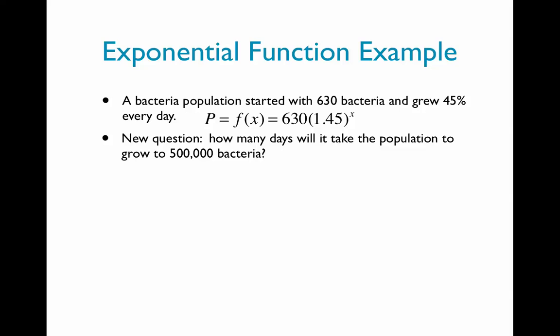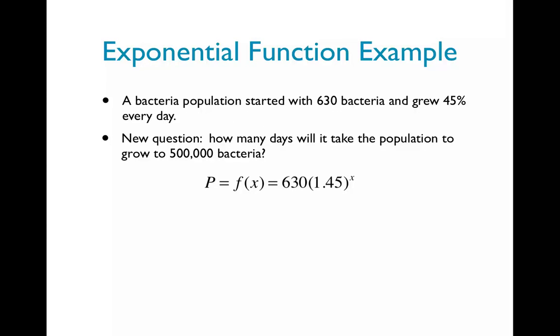Or I guess it would be, sorry, P equals 500,000, equals f of x equals 630 times 1.45 to the x. Okay, so 500,000 is input or output? 500,000 is the output. Okay, so now 500,000 is the output, right? It's the output. And we're trying to find the corresponding input. How many days? Different question.